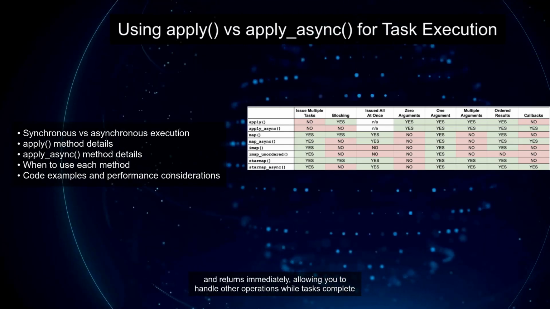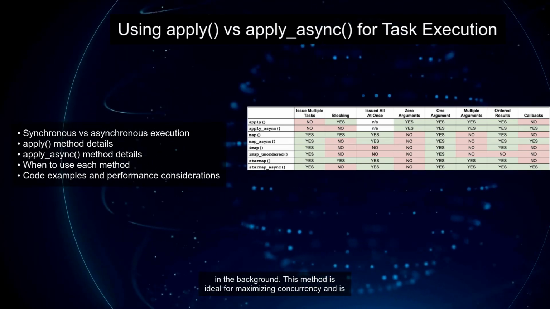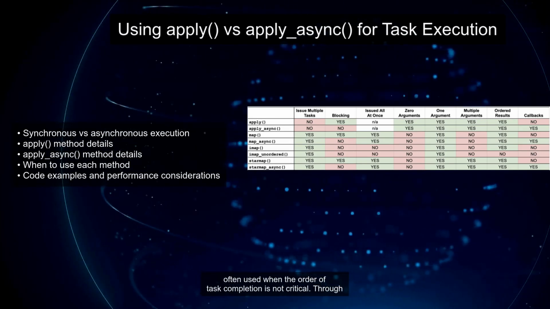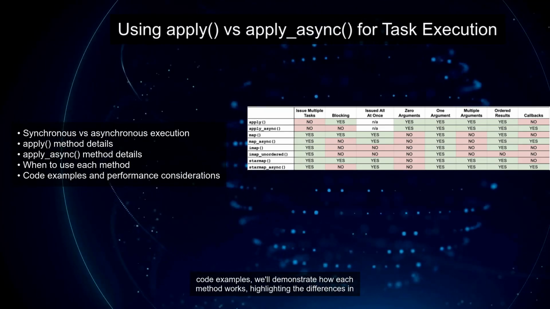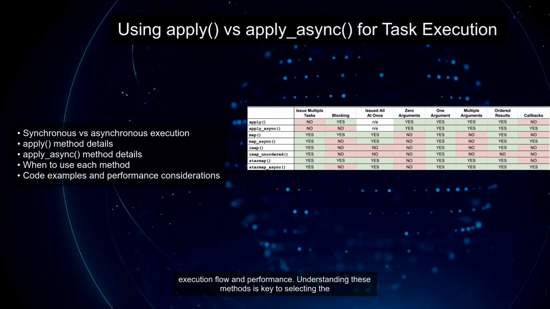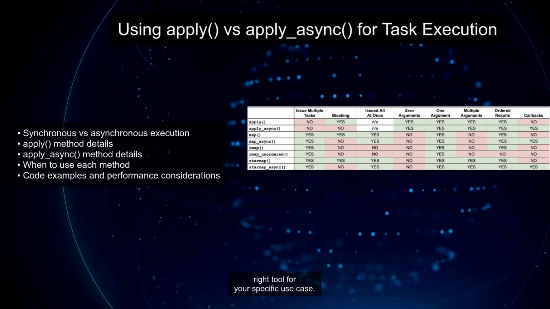It dispatches tasks to the pool and returns immediately, allowing you to handle other operations while tasks complete in the background. This method is ideal for maximizing concurrency and is often used when the order of task completion is not critical. Through code examples, we'll demonstrate how each method works, highlighting the differences in execution flow and performance. Understanding these methods is key to selecting the right tool for your specific use case.